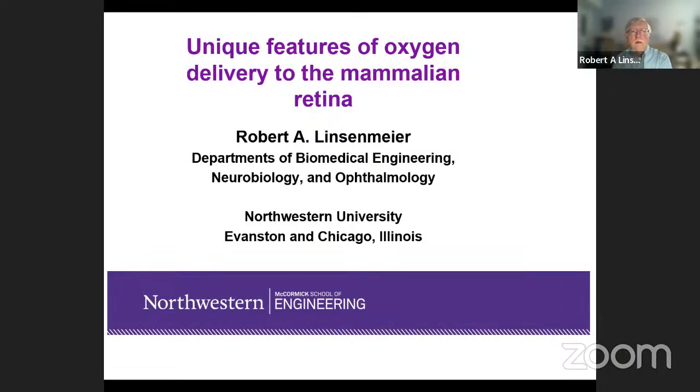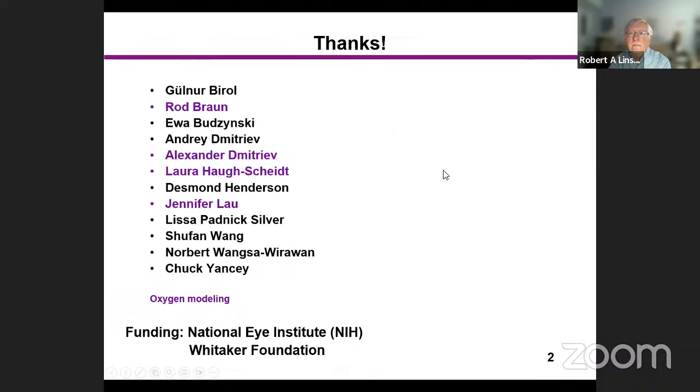So as Paul said, it's called Unique Features of Oxygen Delivery to the Mammalian Retina. Before I forget, I just want to make sure that I acknowledge people who have helped with this. This is a partial list of the people who contributed to the work I'll be talking about today. The ones in purple have been particularly involved in the modeling aspects of the work. As Paul mentioned, we've been funded by the National Eye Institute and in the early days by the Whitaker Foundation.